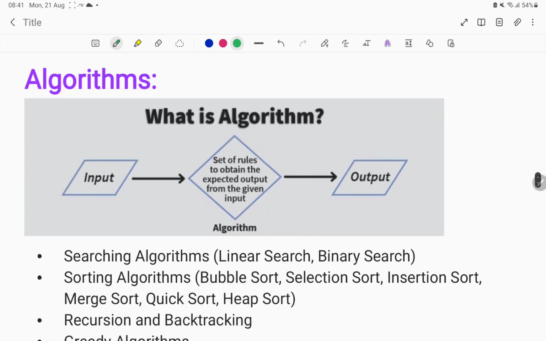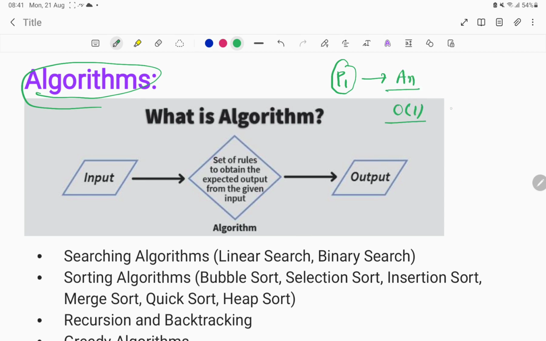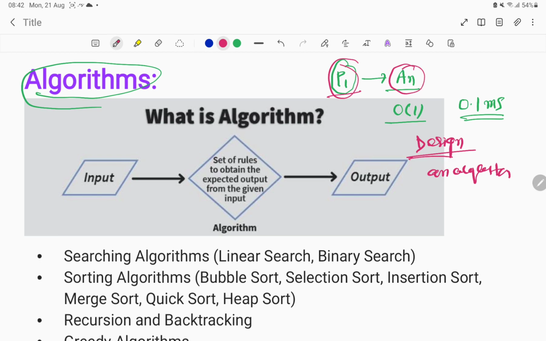Now we'll talk about the algorithm. What is an algorithm? Suppose you have a problem P1, and somebody tells you to write an algorithm that should take big O of one time complexity, about 0.1 millisecond. So you have to write an algorithm for this problem P1. Basically, we design an algorithm to retrieve data that should take constant, very little time, like 0.1 millisecond.